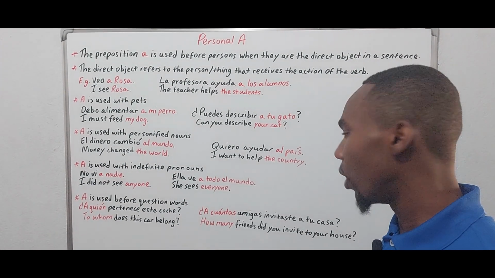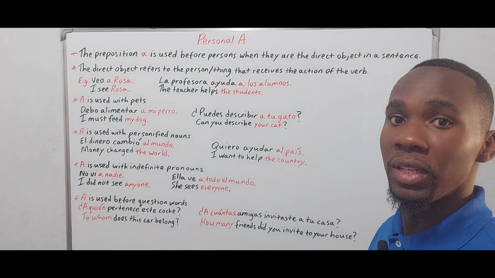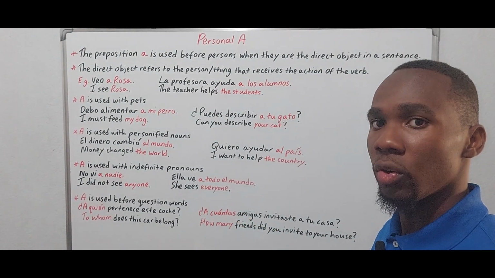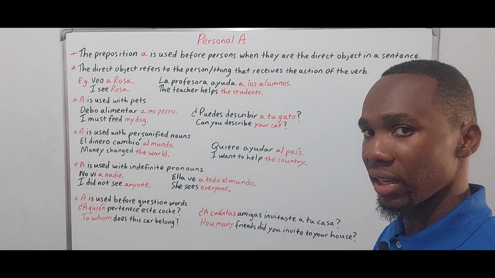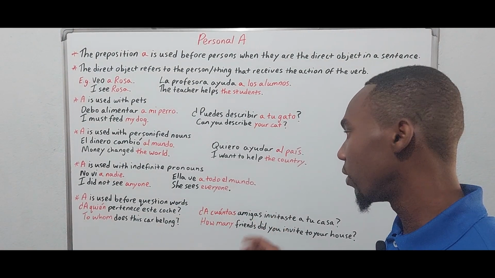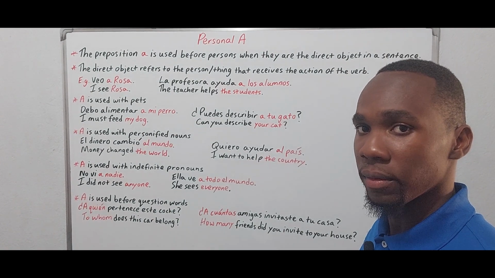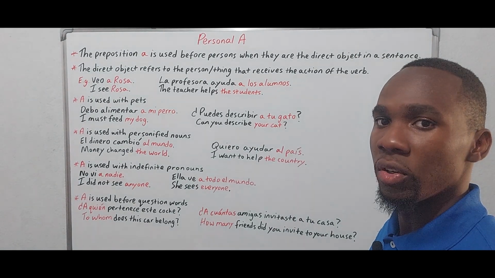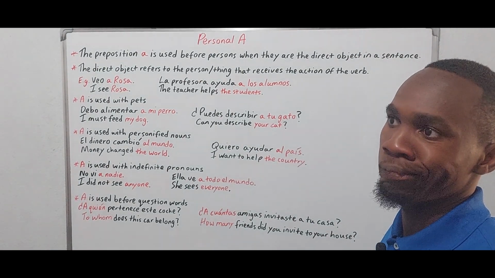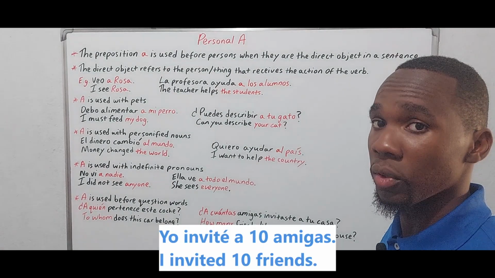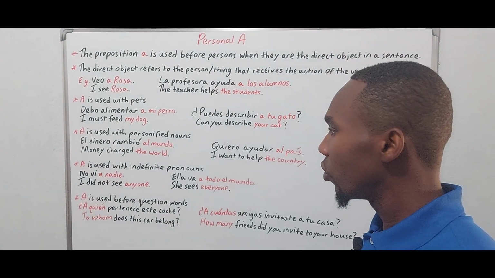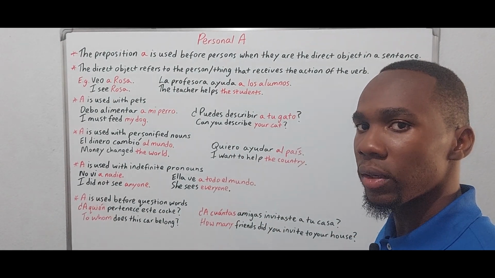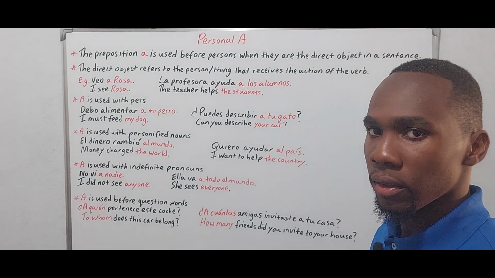Who did you invite? Or rather, whom did you invite? Right? Whom did you invite? So we use the "a" there at the beginning of the question because the friends would be the direct object, right? A potential response: yo invité a 10 amigas, por ejemplo, right? So as you see, the personal a is used in many different contexts, okay?